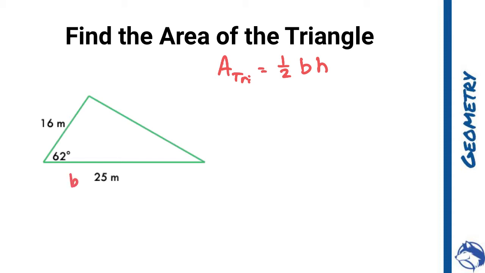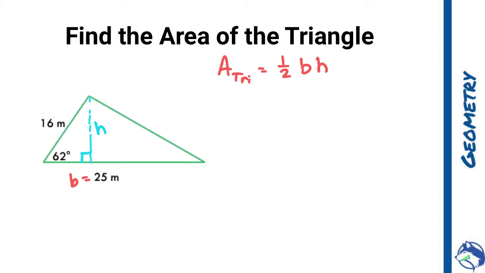They give us the base. The base could be easily 25 in this scenario. We need to find the altitude, or the height. So what I have to do is pretend like the height is there. I'm going to draw it in, and I know it has to be a right angle when it comes down. So I'm going to label that H.